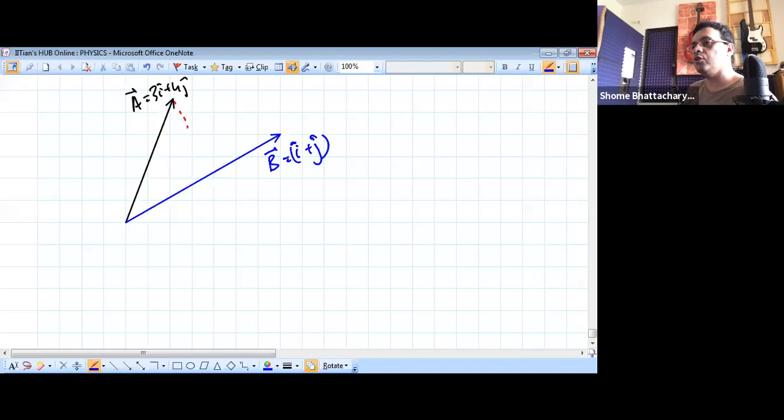So now if I drop this perpendicular here, then this becomes the component of A parallel to B. And this becomes the component of A which is perpendicular to B. So these are what are called the projections, which are parallel and perpendicular respectively.